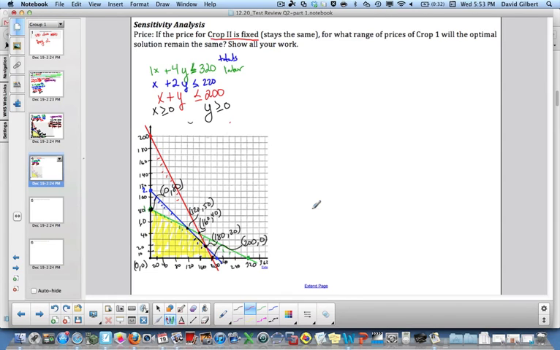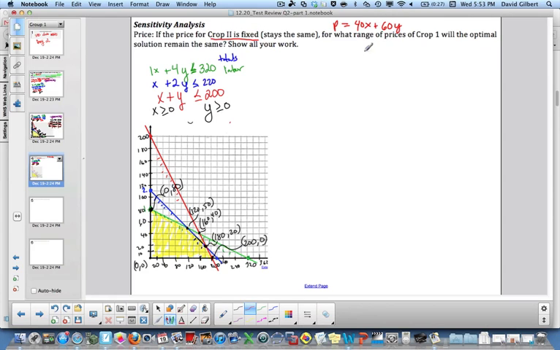Alright, so now we're doing the sensitivity analysis. So if the price for crop 2 is fixed, and remember our profit function was f of x, y, or P, or whatever, equals 40x plus 60y. So we're saying crop 2 stays the same.